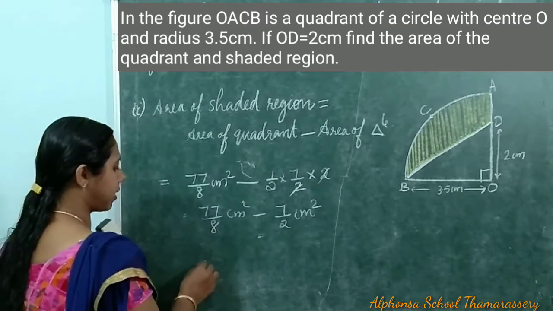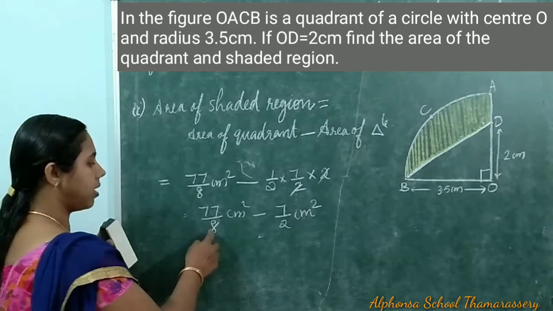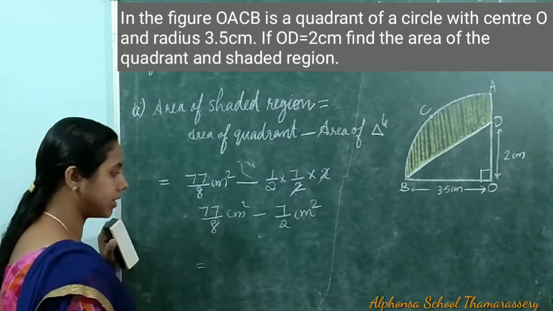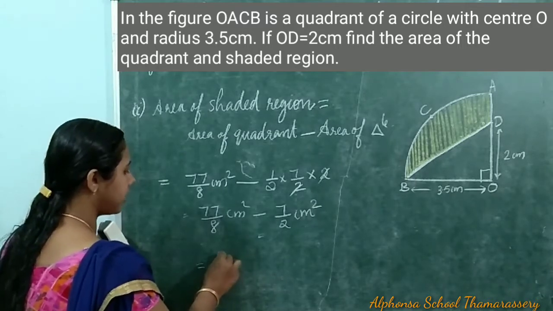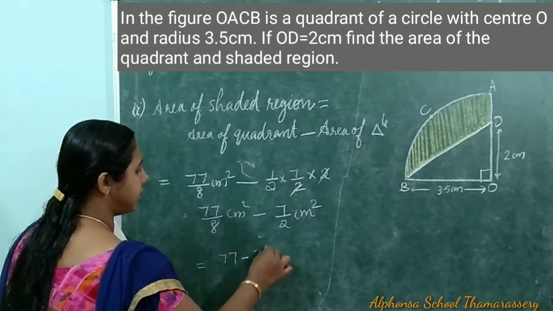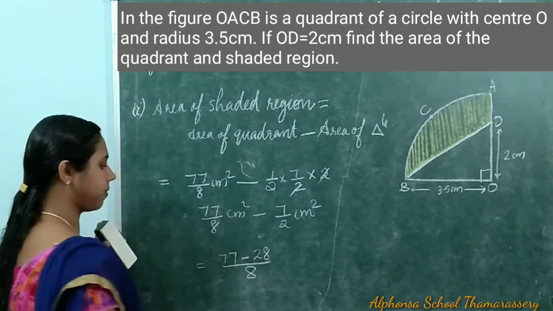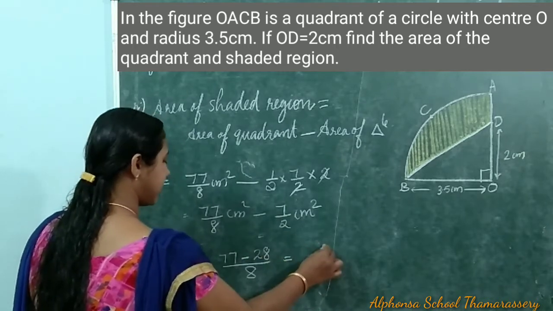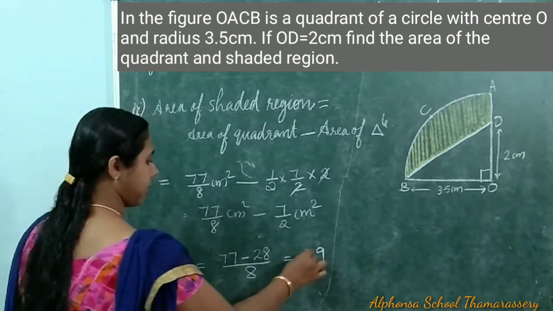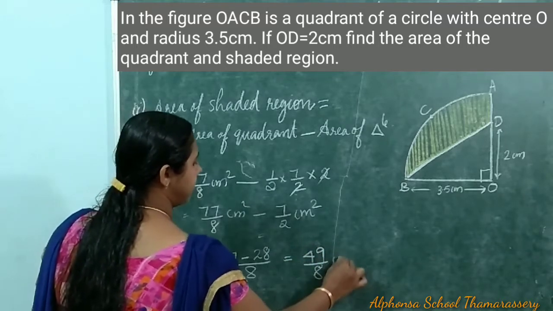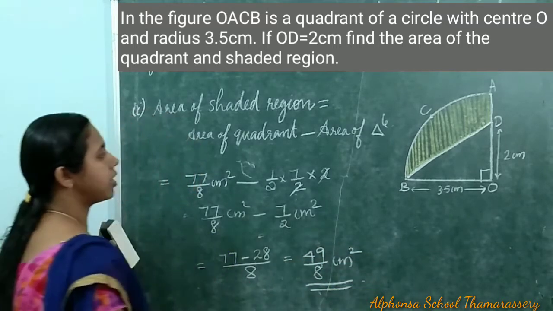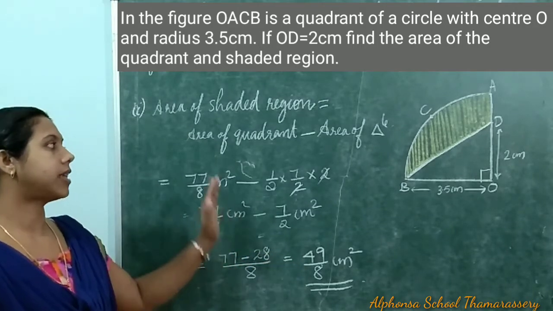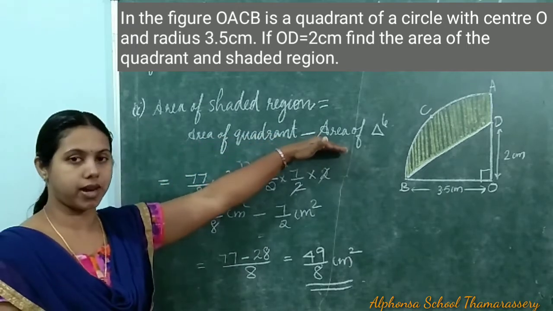When you solve this, we will get the area of the shaded region. Here 77 by 8 minus 7 by 2, you should make the denominator the same, or take the LCM. So it will be 77 minus 28 by 8, and 77 minus 28 is 49 by 8 centimeter square. So the area of the shaded region is equal to 49 by 8 centimeter square. That is the area of the quadrant minus the area of the triangle.